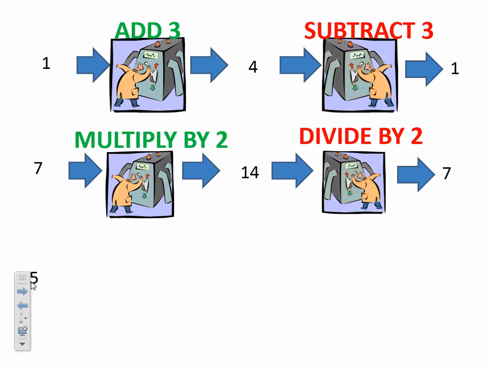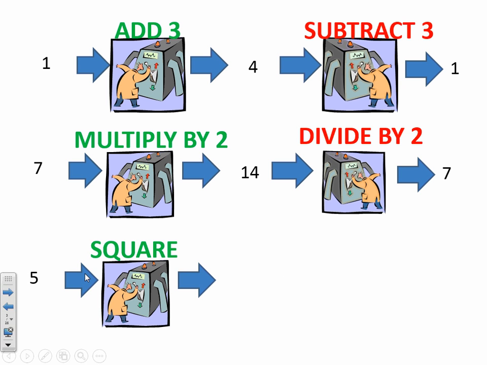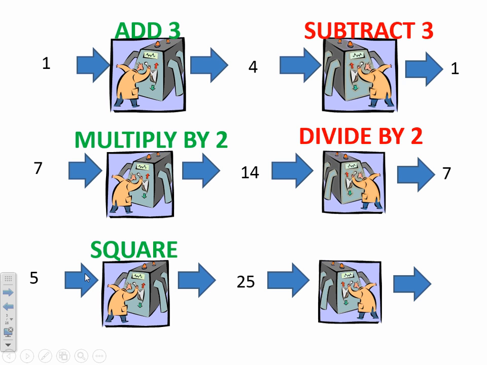How about if we start with 5? Let's use a different machine here. Let's say our machine squares it. So 5 gets squared, we get 25. Our inverse machine, what's it going to do? It's going to take the square root to get 5. Okay, so functions and their inverses undo each other.